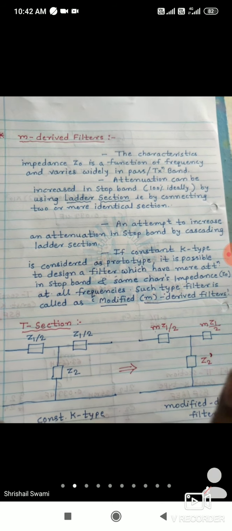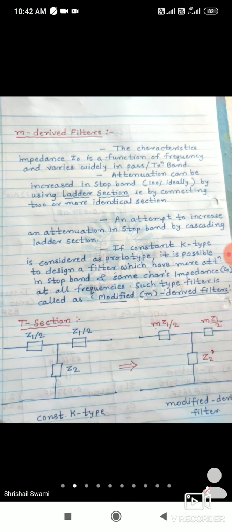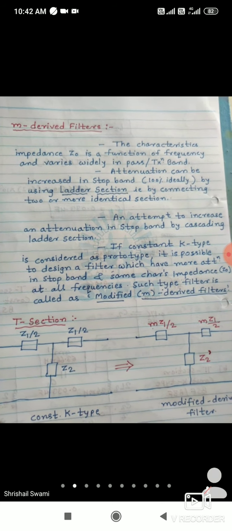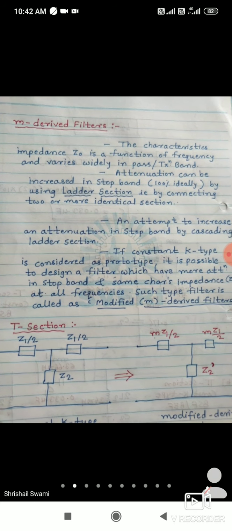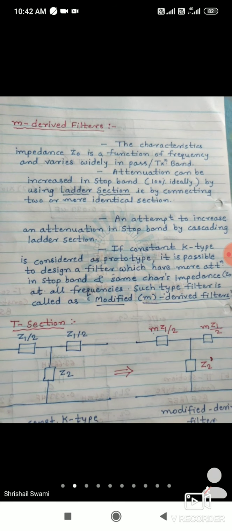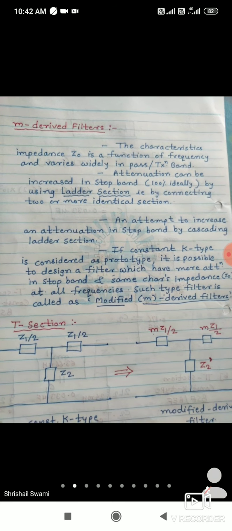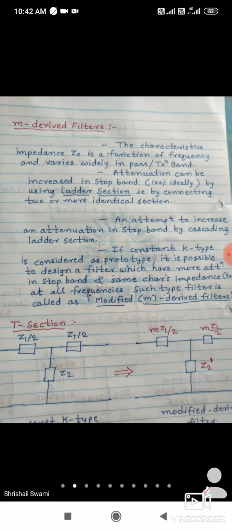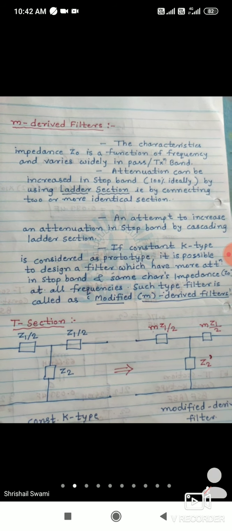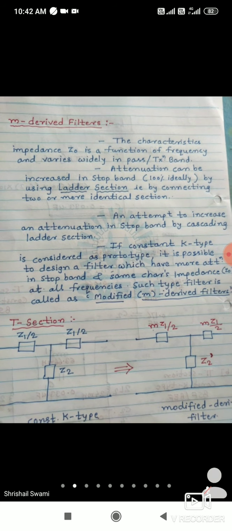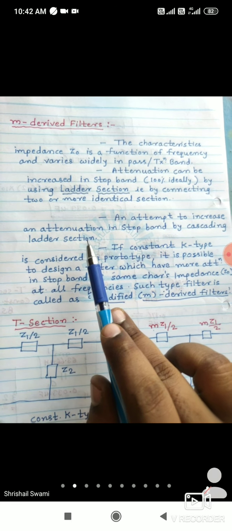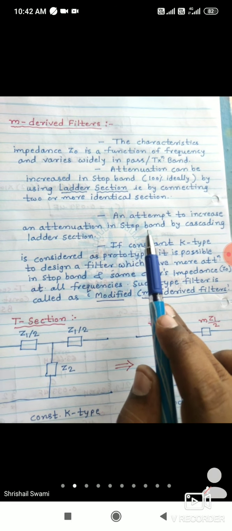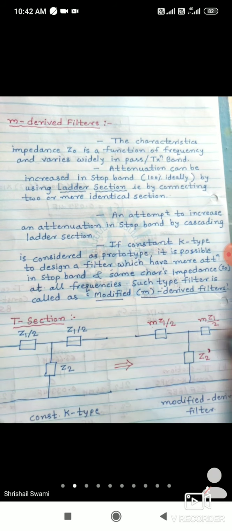So what type of modification are we doing? We are adding just a ladder section to get 100% attenuation in the stop band and 0% attenuation in pass band, so that we will get good characteristics nearly the same as ideal characteristics. It is an attempt to increase attenuation in stop band, nearby 100%, by cascading the ladder section.